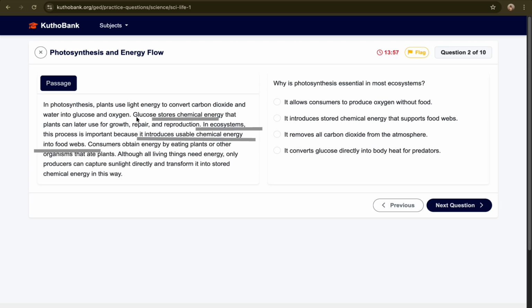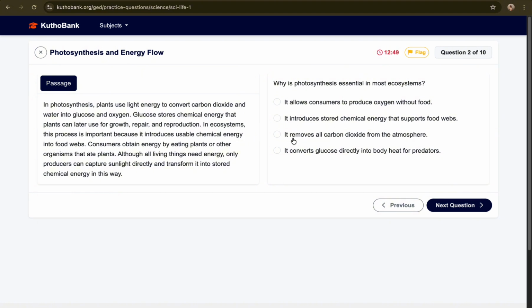So let's read it carefully. Glucose stores chemical energy that plants can later use for growth, repair, and reproduction. In ecosystems, this process is important because it introduces usable chemical energy in food webs. So it exactly matches choice B.